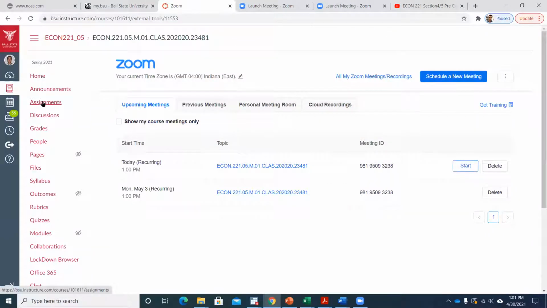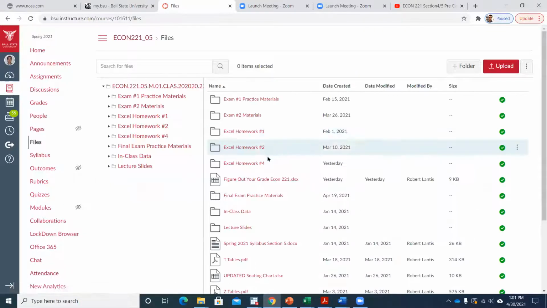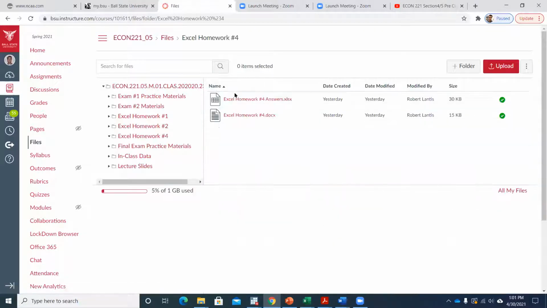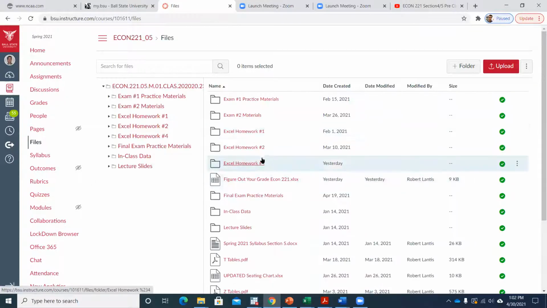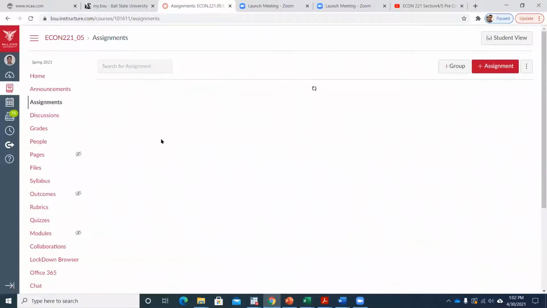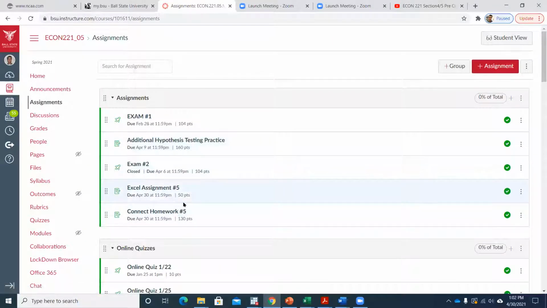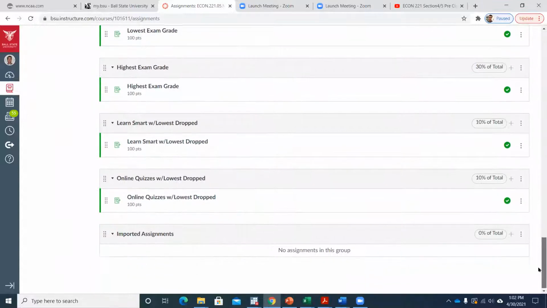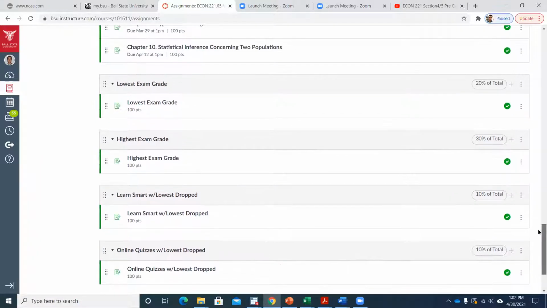I have put up the answer key to the 4th Excel assignment, which I said might be good for some review. And then we'll have a very similar thing for the 5th after today because the due date for the 5th Connect and 5th Excel is today. I will start trying to get those 5th Excels graded and then get up on Canvas something similar to what I did for the Learn Smart and the online quiz, where I show you what your grade in that homework category was with the lowest score from it dropped.